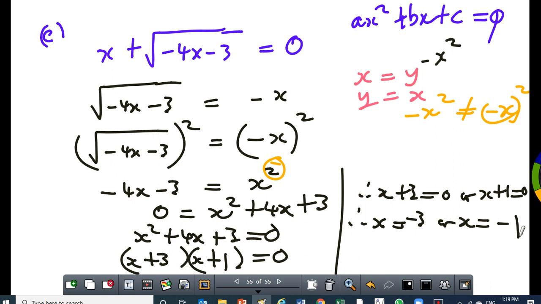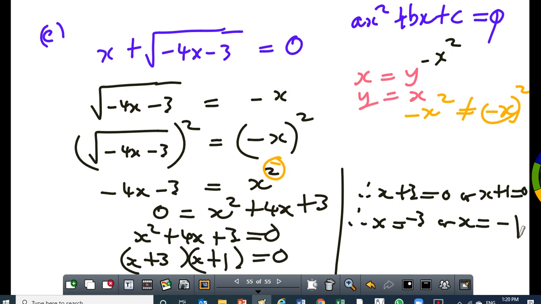Okay. So when you get to this point here, because you are dealing with a surd equation, you have to check if your answers will make the surd equation a valid equation. You have to check always. So let's start with x equal to minus 3.